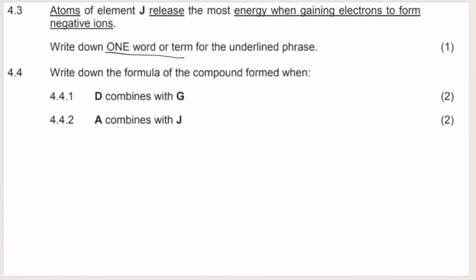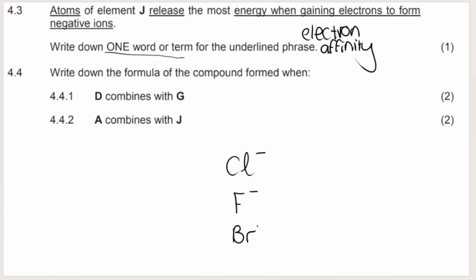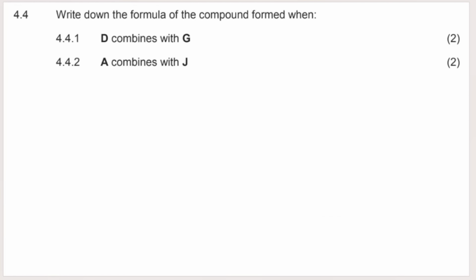Okay, electron affinity. And we know that the atoms or the elements with the highest electron affinity will be, for example, the halogens, because they want to form -1 ions very, very easily, because they want to gain those electrons to reach a full outer energy level. That's why they form Cl- or F- or Br-. They need one more electron in order to reach a full outer energy level.